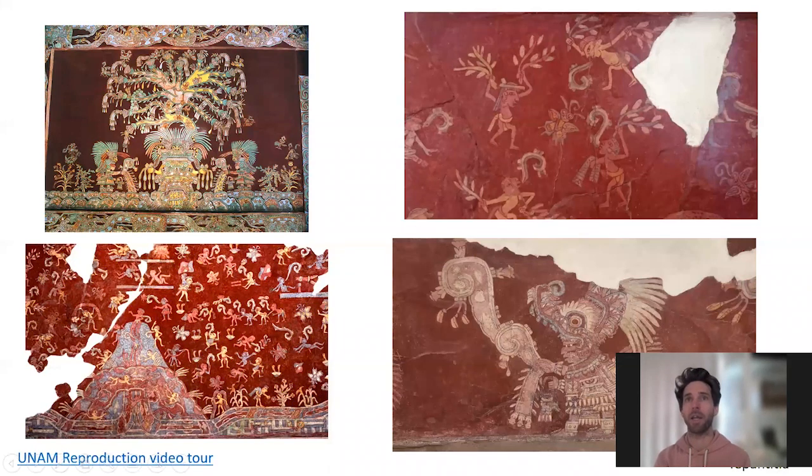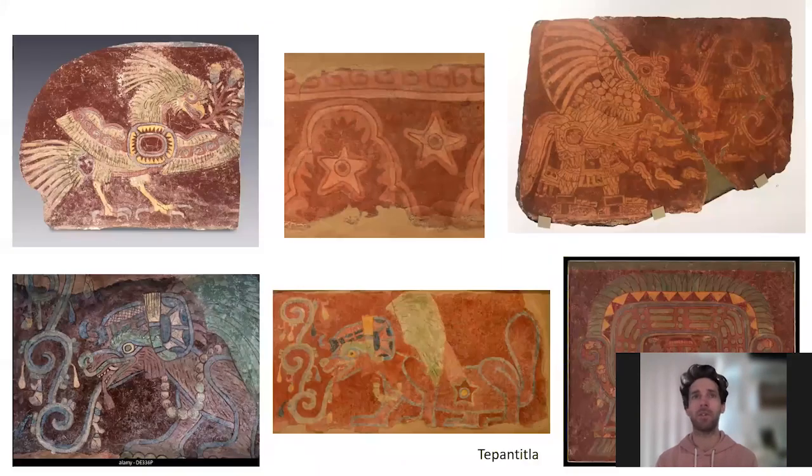So in the top right and the bottom left, actually all these paintings are from Tepantitla. And in the bottom right, we have a dignitary doing some kind of offering. And maybe I won't talk too much, I'll just show you what these paintings look like. Get a sense.